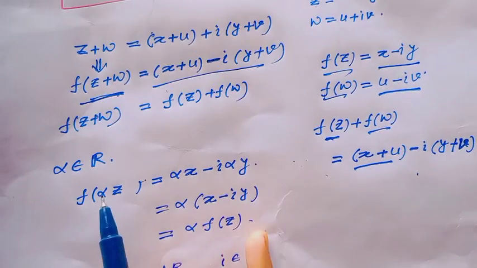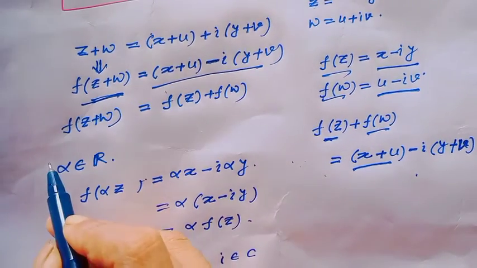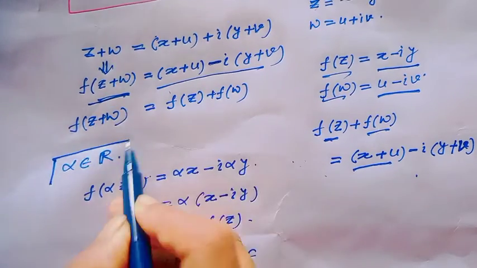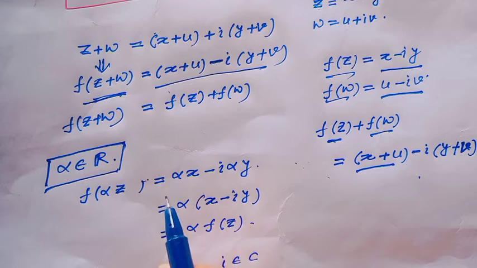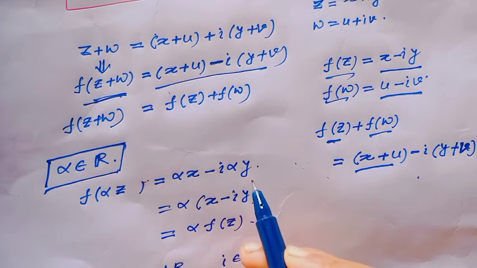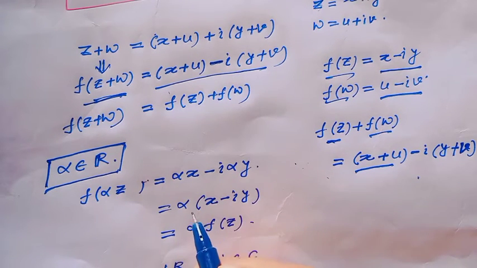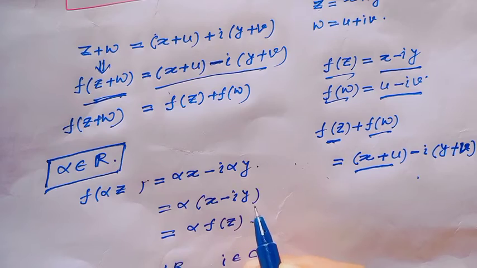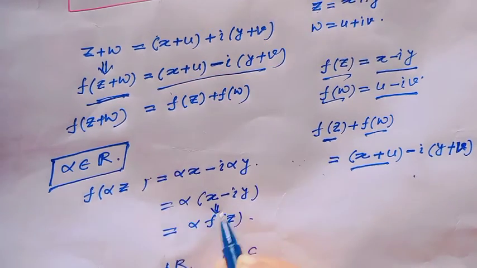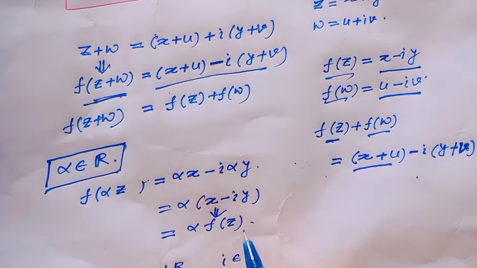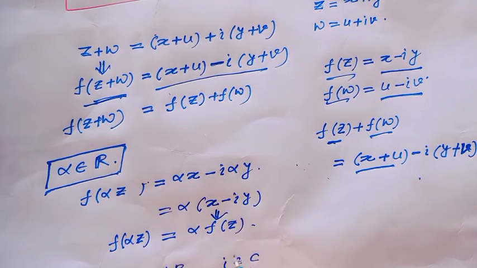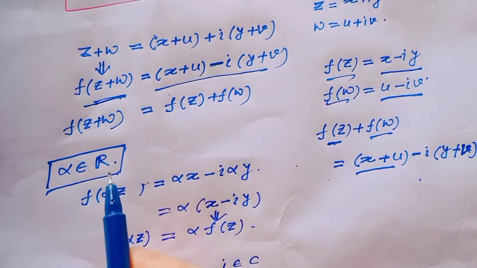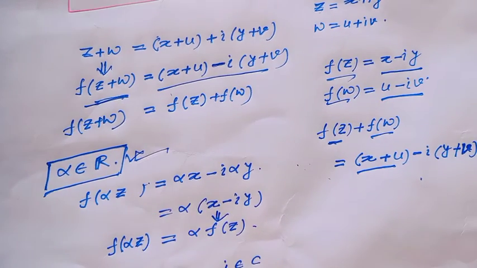Now I will look at scalar multiplication. Consider the scalar from the real numbers. Then f of alpha z is alpha x minus i alpha y, which we can write as alpha times (x minus iy). That means this is actually alpha times f(z). That means obviously f of alpha z equals alpha times f(z). Here I have considered alpha from the real numbers.